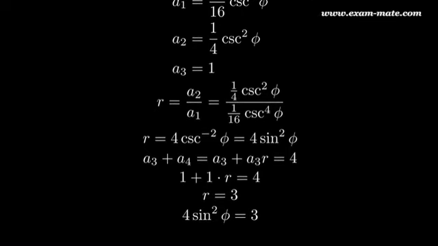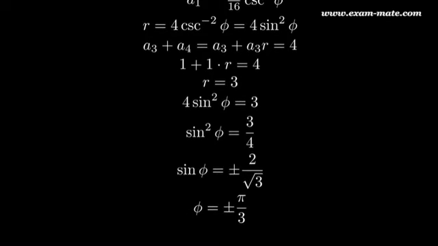Solving for phi, we get sine squared phi equals 3/4. Taking the square root, sine phi equals plus or minus root 3 over 2. Given that phi is between negative pi over 2 and positive pi over 2, the possible values for phi are pi over 3 and negative pi over 3.